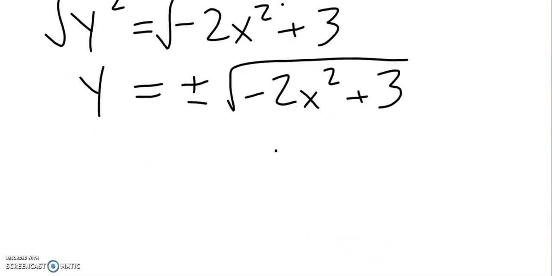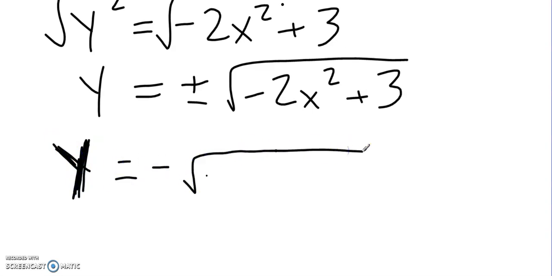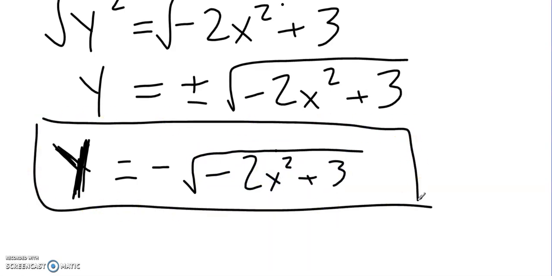And the reason I'm doing this is, well, for our particular solution, we were given a y value that was negative. And since we were given a y value that was negative, we need to account for both the positive and negative potential solutions that we have here. So we are not taking the positive solution. We're going to take the negative solution. So we're going to have y is equal to negative the square root of negative 2x squared plus 3, which will represent our final solution.